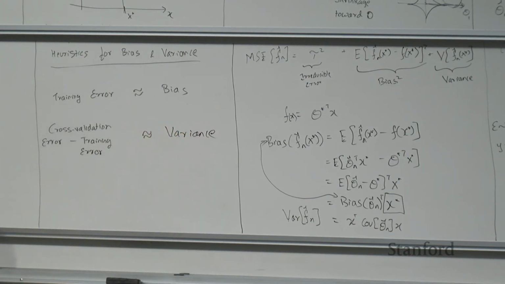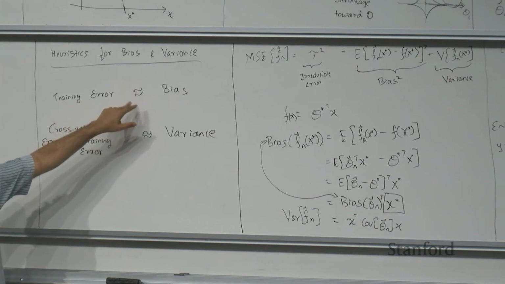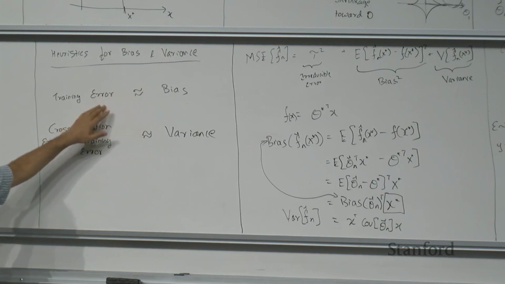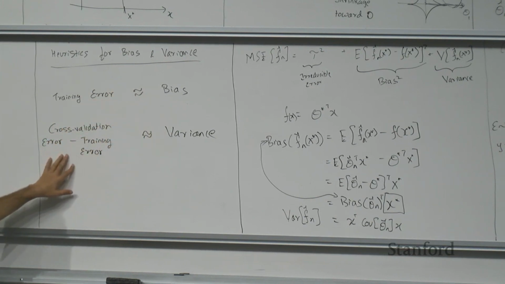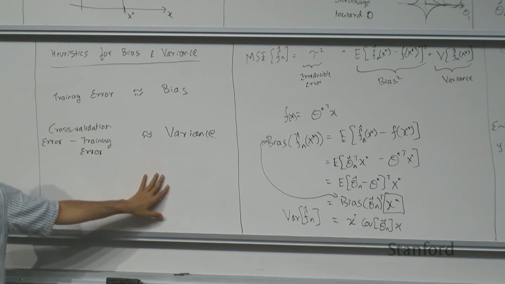So this is a heuristic that is extremely useful in practice. If you change this approximately equal to equal to, then it's very wrong because the training error is not your bias and the cross-validation error minus training error is not the variance, but they're extremely useful heuristics.